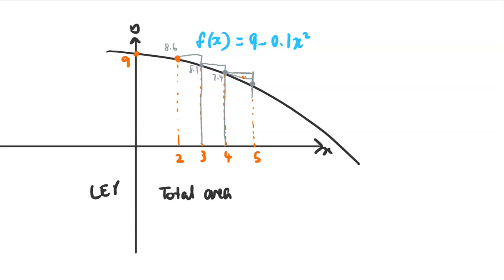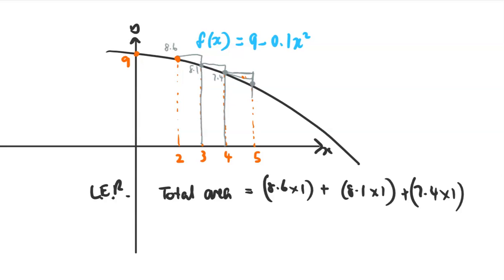so this is left end rectangles. My area is going to be 8.6 multiplied by 1. Now obviously we don't need to multiply anything by 1, plus 8.1 multiplied by 1, plus 7.4 multiplied by 1. And so if I add those together, 8.6, that's 16.7, 17.1, 24.1 square units. Just double check my addition, please, because I don't want to get a mistake.